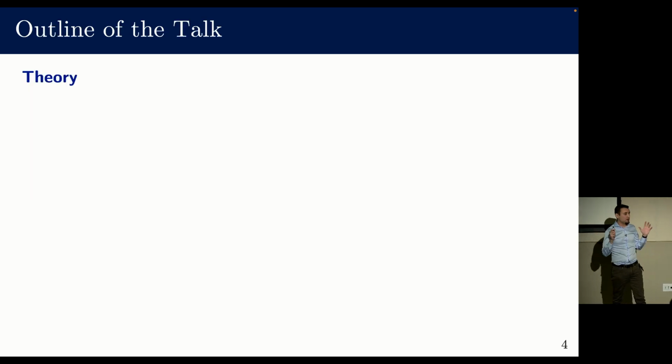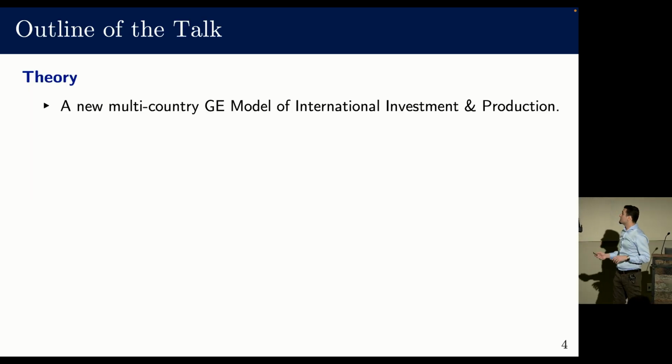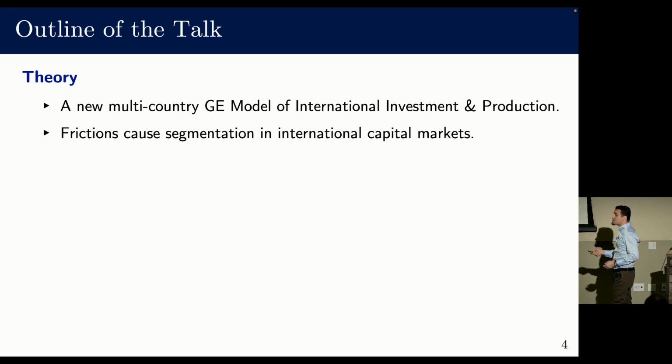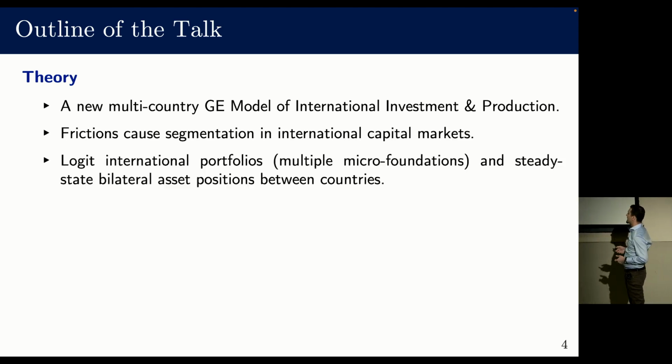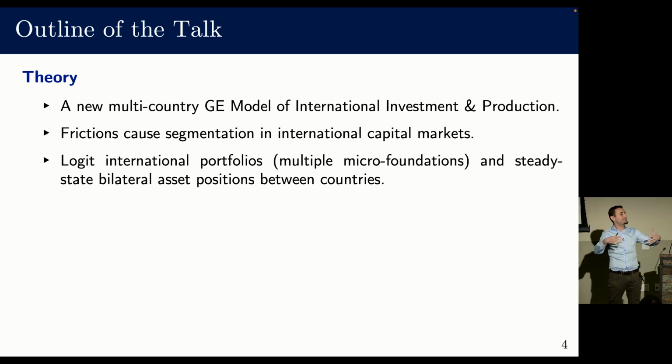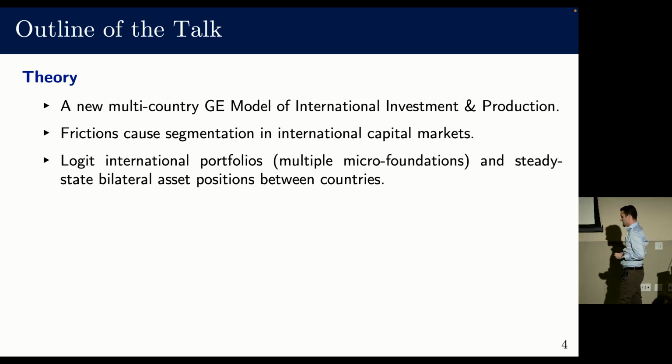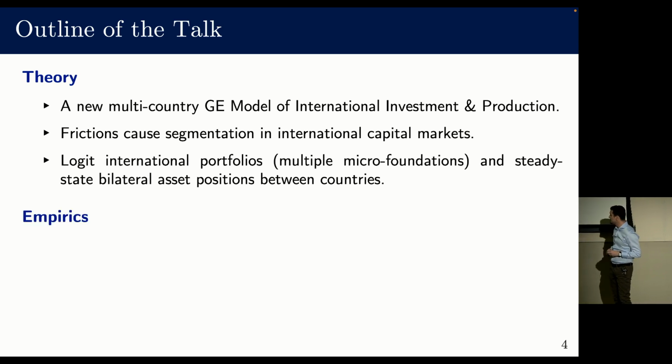So here's a brief outline of how this talk is going to proceed. I'm going to start from the theory. I'm going to present a new multi-country GE model of international investment and production. The model is going to feature frictions that cause segmentation in international capital markets. The model is going to yield closed-form solutions for international portfolios that follow a logit structure. And also, it's going to deliver closed-form solutions for the steady-state bilateral asset position between countries. Okay, so that's the theory.